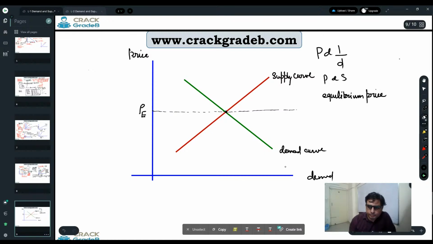Okay, is it clear? Now, equilibrium price is clear? Yes, Amit, you will get the PDF of this file. Don't worry. Once this part, demand, supply and elasticity, is over, I will share the PDF. This point is clear. Equilibrium price is clear.